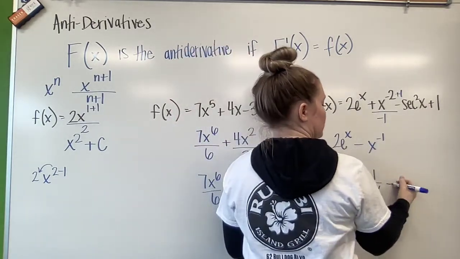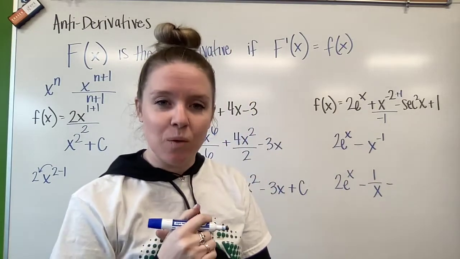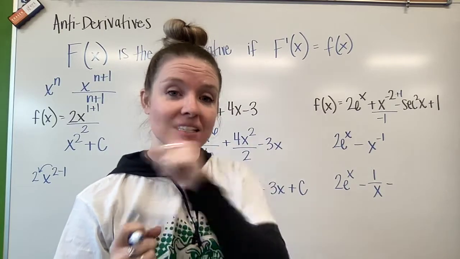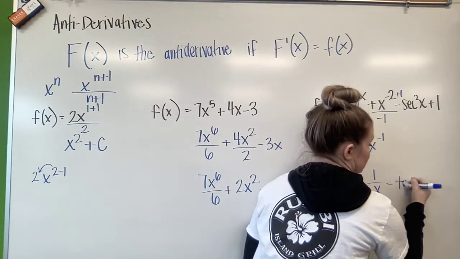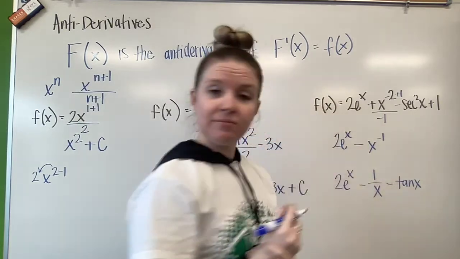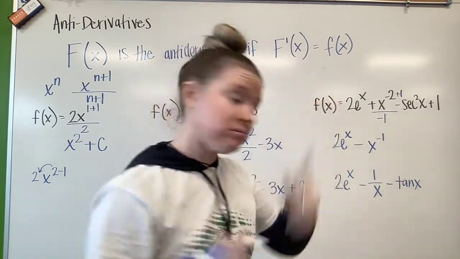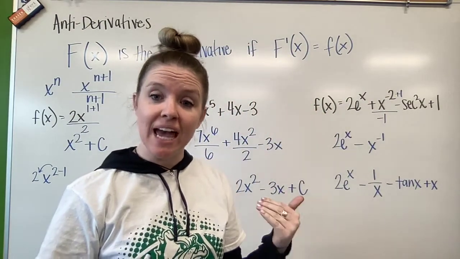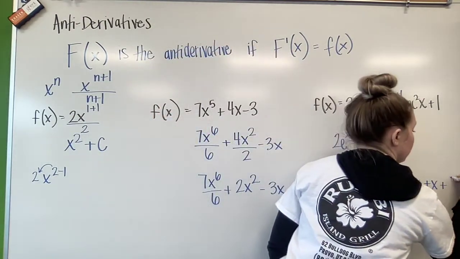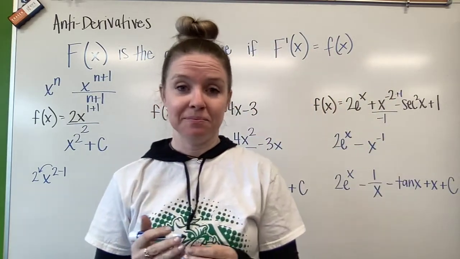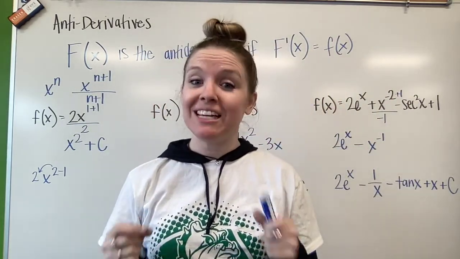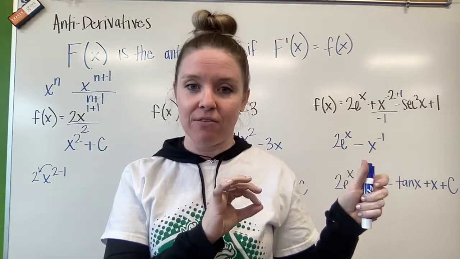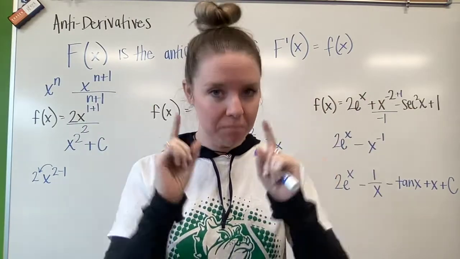Ooh, this one. Secant squared of x. Where did that come from? The derivative of tangent is secant squared. So this is minus tangent of x. Plus 1. So add x. Antiderivative of 1 is x. And then I'm always going to remember my plus c. The only way to crank this out is to practice. Think in reverse, taking the antiderivative. And always remember plus c.